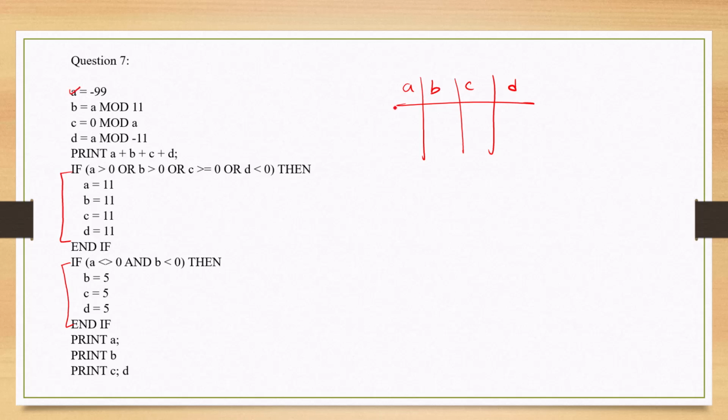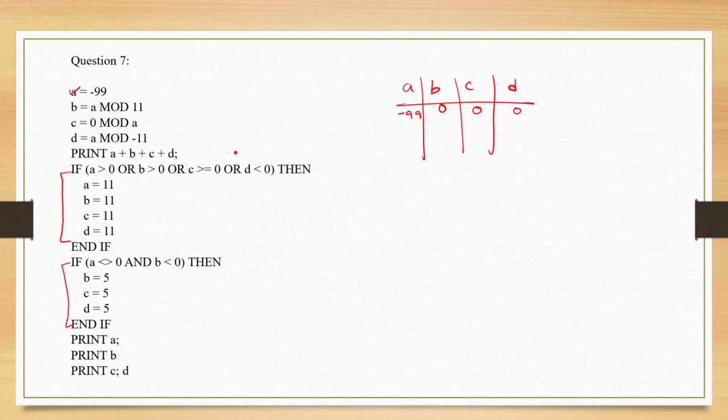A is minus 99 first, we'll write it there. Now we have B equal to A mod 11, minus 99 mod 11. If you do 11 9s are 99, you know, remainder is 0. So B's value will be 0. Now we have 0 mod A after that. So 0 mod minus 99, which is going to be 0. So C will be 0 again. A mod minus 11, that's minus 99 mod minus 11. So 11 9s are 99, remainder 0. D will also be 0.